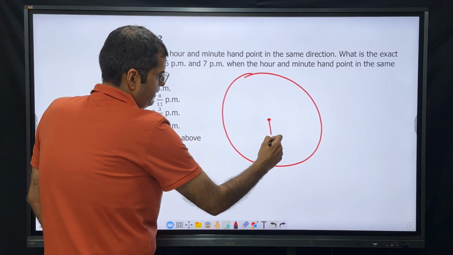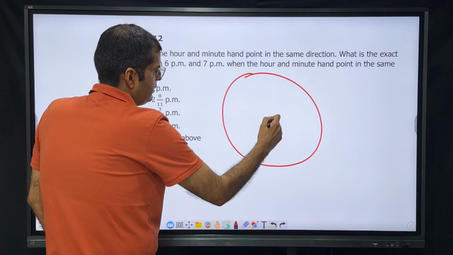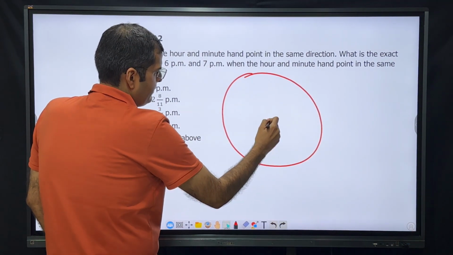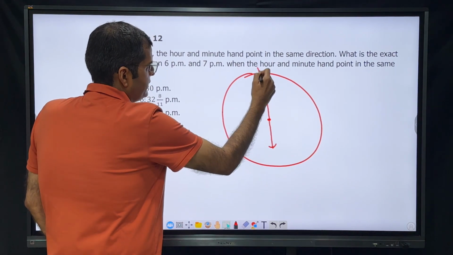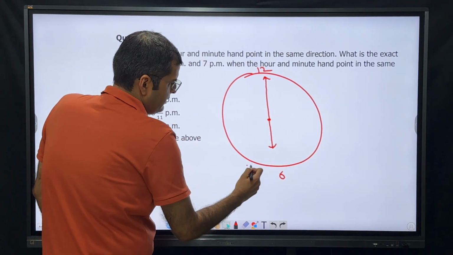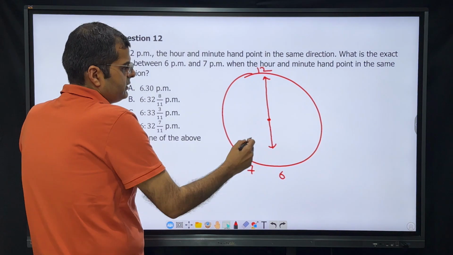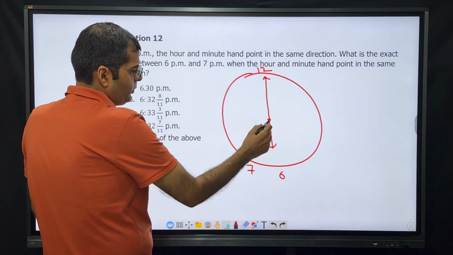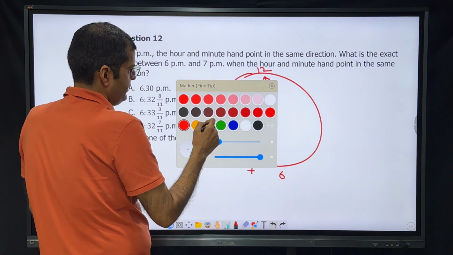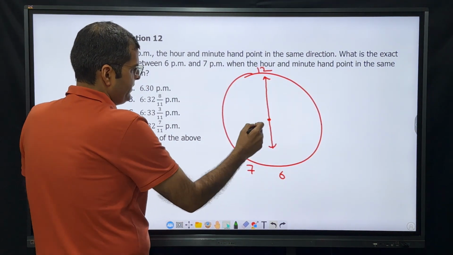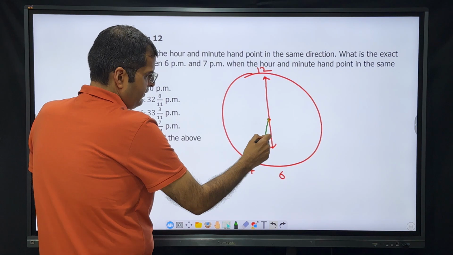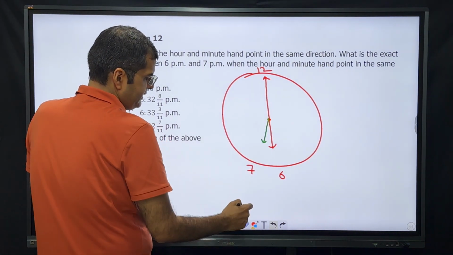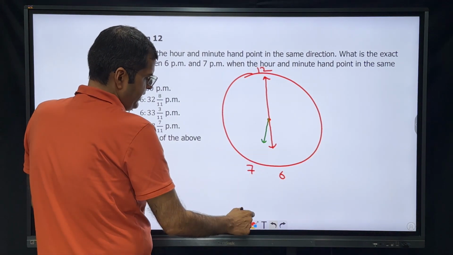So this is the clock here. At 6 o'clock, the hour and minute hand is somewhat like this. So it is 12 here, it is 6 here. It will be 7 here. So this is at 6 o'clock. What will happen is between 6 and 7, I'll draw it with some other color. Between 6 and 7, the hour hand will move somewhere here, and at the same time, the minute hand.